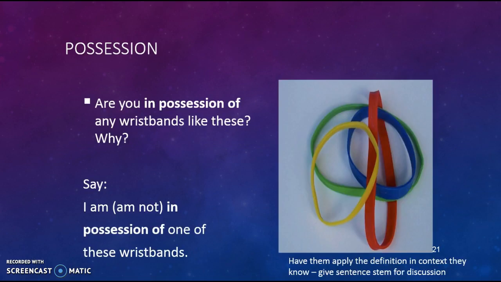Then next, she finds an engaging photo for students and provides a question: Are you in possession of any wristbands like these? Why? That helps them apply that definition in context, but always, always, always when we ask students to discuss, she's a big proponent of giving them a sentence stem to start with. So students should say, I am in possession of one of these wristbands. I am not in possession of one of these wristbands because, and that way they know exactly what to say.